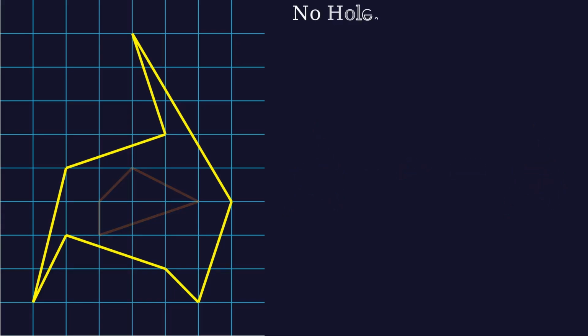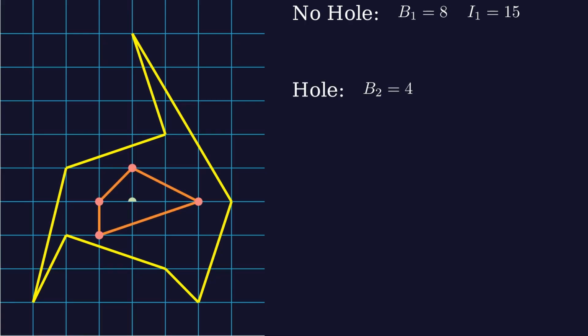holes. Let's first look at it like there was no hole. So it has 8 boundary points and 15 interior points. Now let's look at the hole. The hole has 4 boundary points and 2 interior points. The area of the shape without the hole will be equal to b1 over 2 plus I1 minus 1. The area of the hole is equal to b2 over 2 plus I2 minus 1.